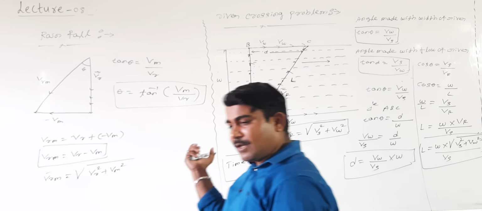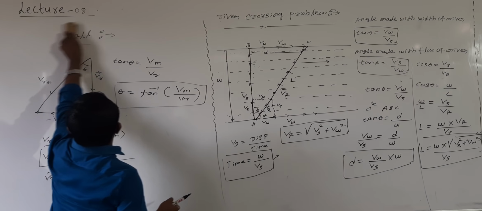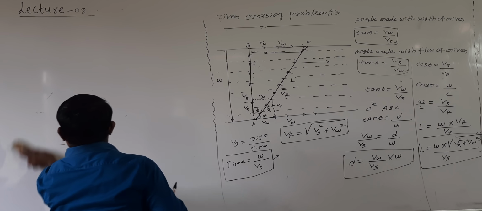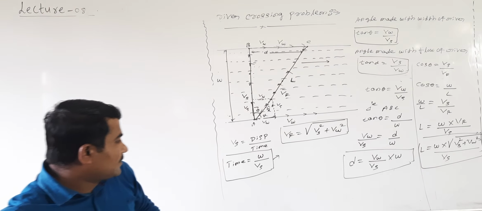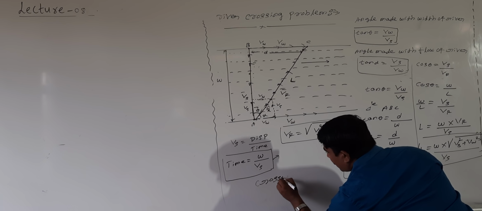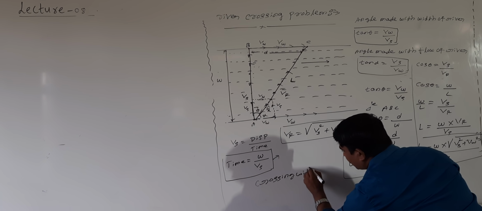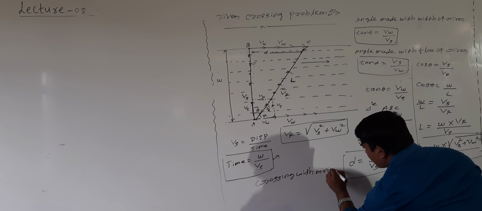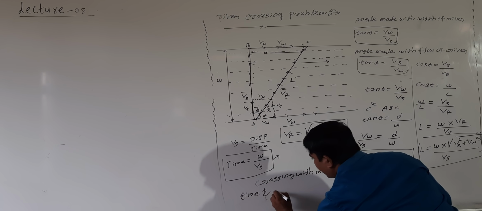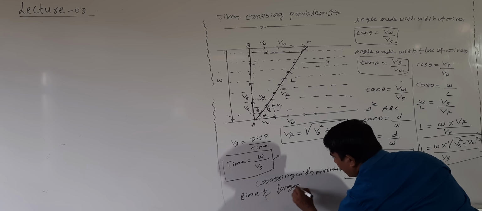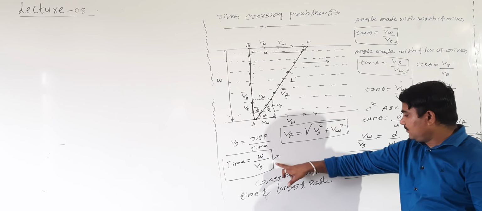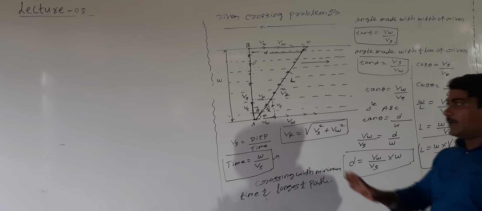Shall I take one more situation? Can I explain here only? Look here. See here, what is this case? The person crossing with minimum time and longest path. This is the minimum time. This is the longest path. Right. Second case I will take.